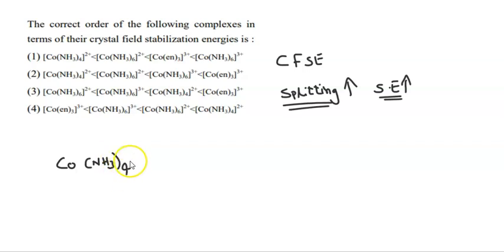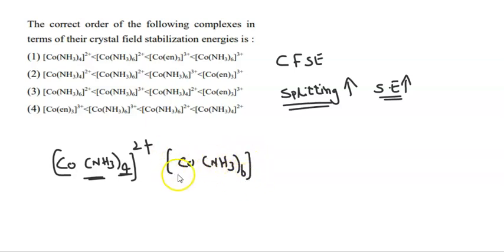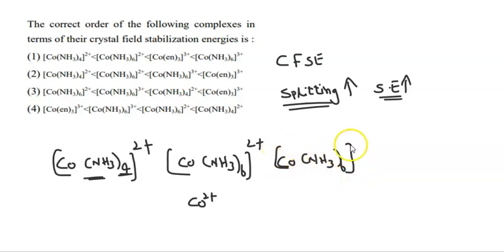If I take [Co(NH3)4]2+, it is a tetrahedral complex because the coordination number is 4. [Co(NH3)6]2+ is an octahedral complex, but the cobalt oxidation state is 2+. [Co(NH3)6]3+ is an octahedral complex, coordination number 6. Cobalt exhibits +3 oxidation state.